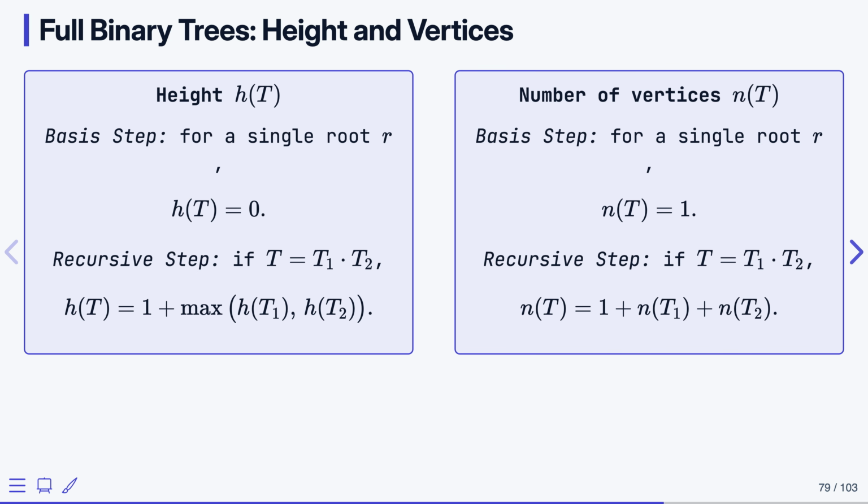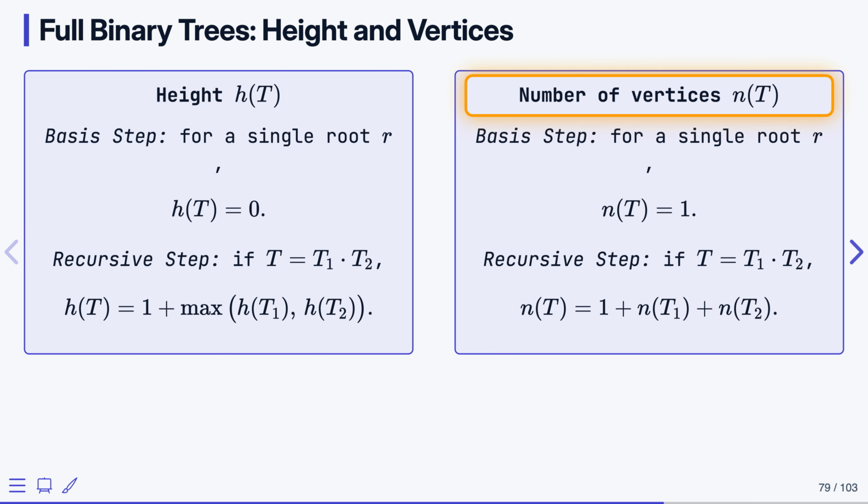We measure full binary trees with two more recursive definitions. The first one is the height, written h of t. For a single root, the height is 0 because there is nothing below it. When we join two trees t sub 1 and t sub 2 under a new root, the new height is 1 plus the larger of the two old heights. We add 1 for the new top level, and we take the taller side.